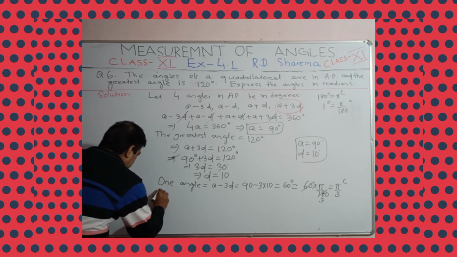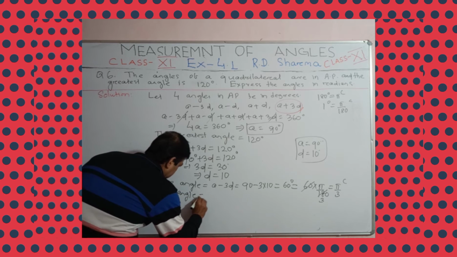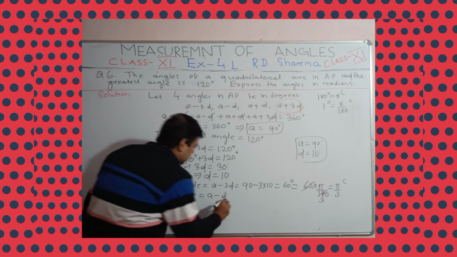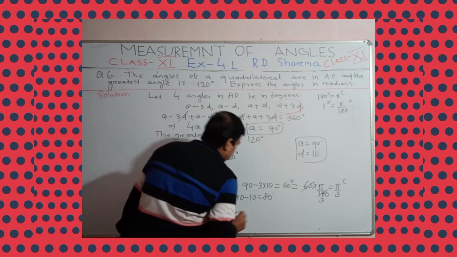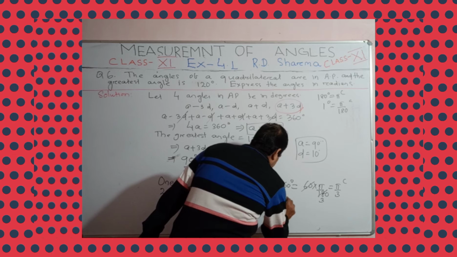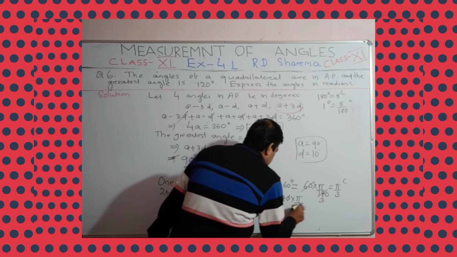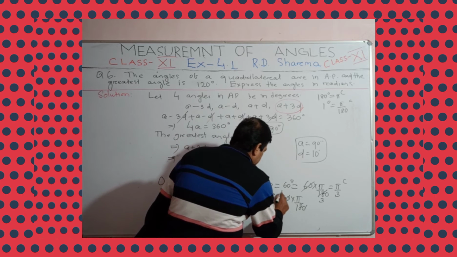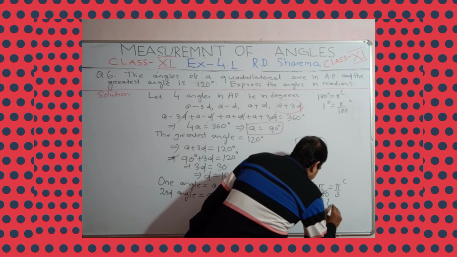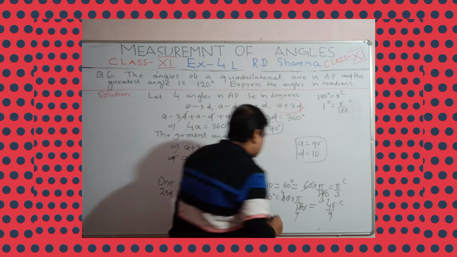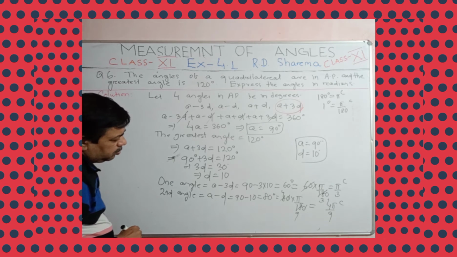So the second angle is A minus D. A minus D means 90 minus 10, which is 80 degrees. So 80 degrees means 80 into pi upon 180. The zeros cancel, then 2 fours are 8, 2 nines are 18, which gives 4 pi upon 9 radians. Understand? 4 pi upon 9 radians.